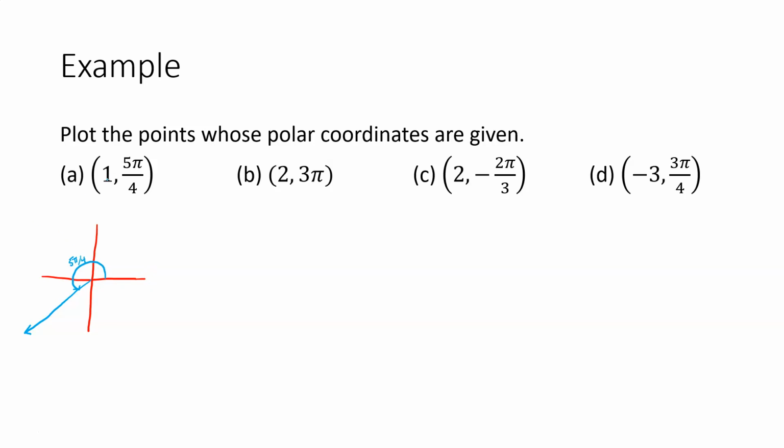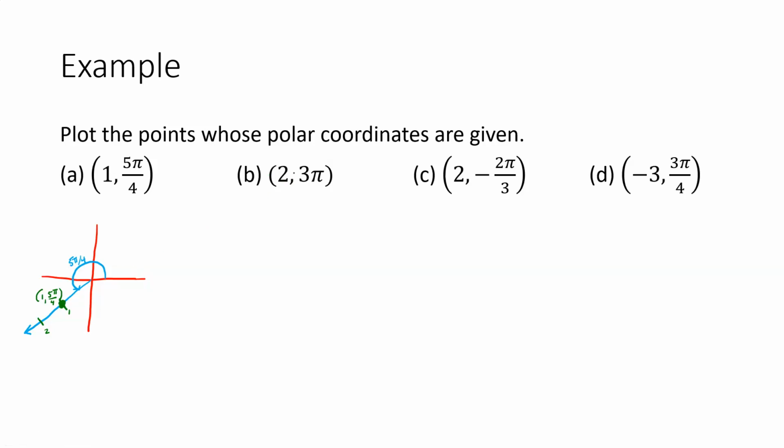And then where does the point 1, 5 pi over 4 land? Well, it's going to be 1 unit down this line. So imagine breaking this line up into distances. Let's say 1 down that line, that's 2 down that line. The point 1, 5 pi over 4 lands right there. Okay, so it's a point right down the middle of quadrant 3.